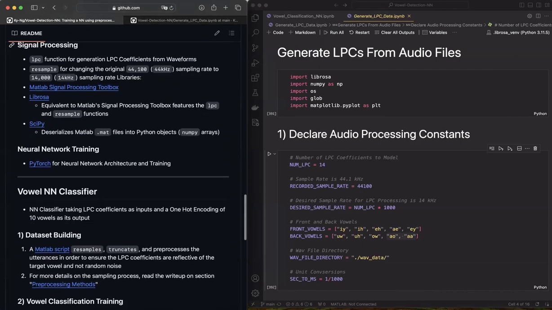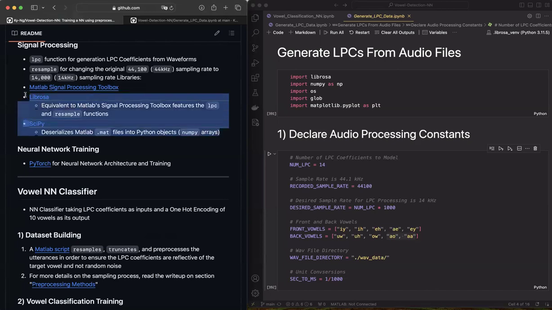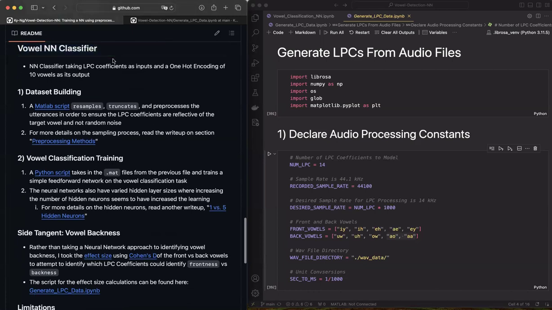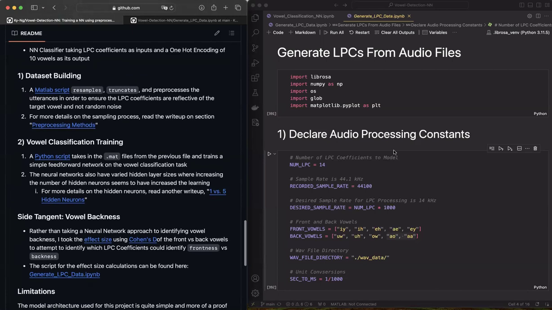For this project, we've used the MATLAB signal processing toolbox, but we also found it easier for people who aren't in the linguistics or science community to convert this into Python, using librosa, SciPy, and NumPy. For the neural network training, we also use PyTorch. So let's jump into our vowel neural network classifier. Anything on this left-hand side that we're about to go into corresponds directly to our actual Jupyter notebooks that we're running locally.